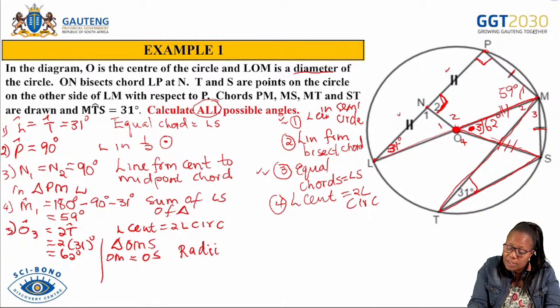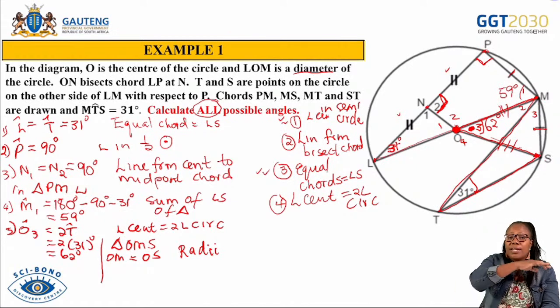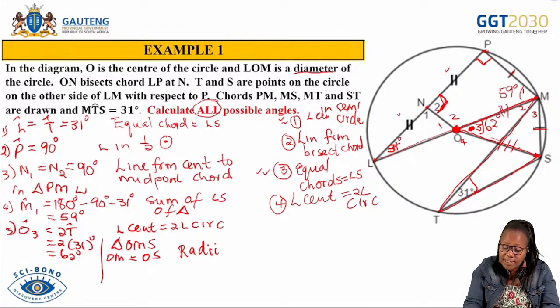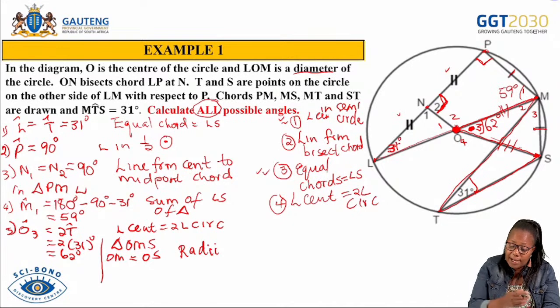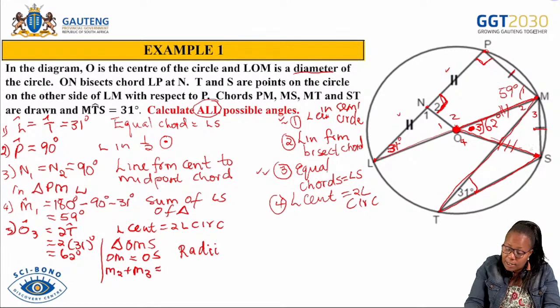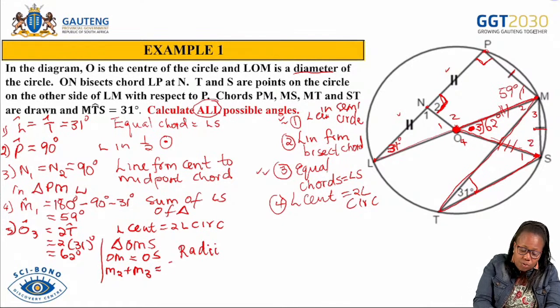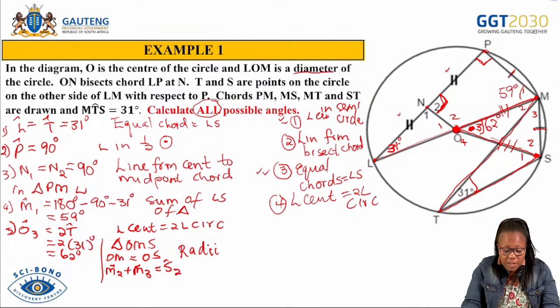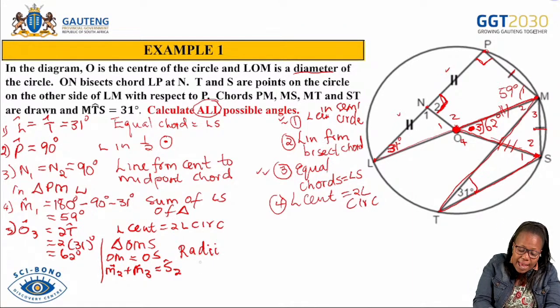Line from center to the circumference, from center to circumference, they are equal. Radius is equal throughout your circle, okay? And then if this is the case, we can now conclude that angle M2 plus M3 is equal to angle, let's say this is S1, S2, it will be equal to angle S2. What is making those two equal is because they are angles opposite equal sides.